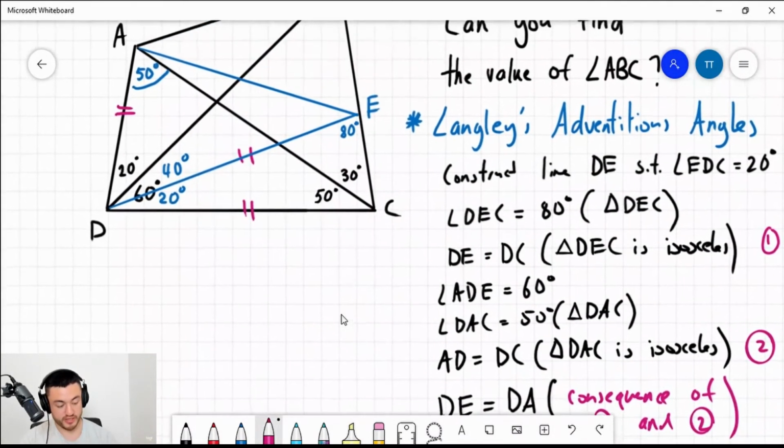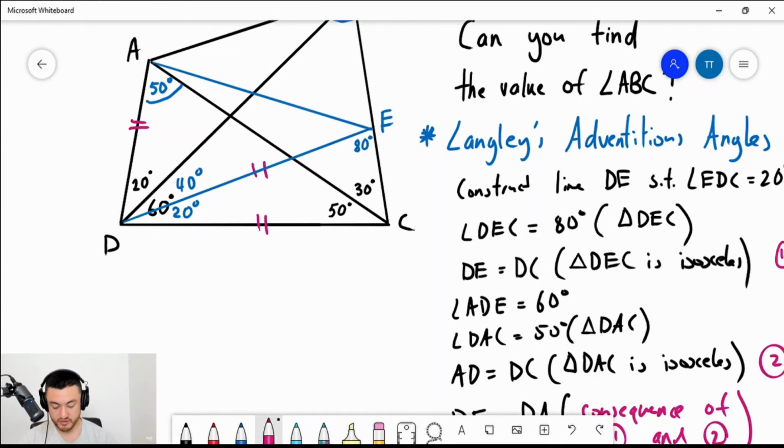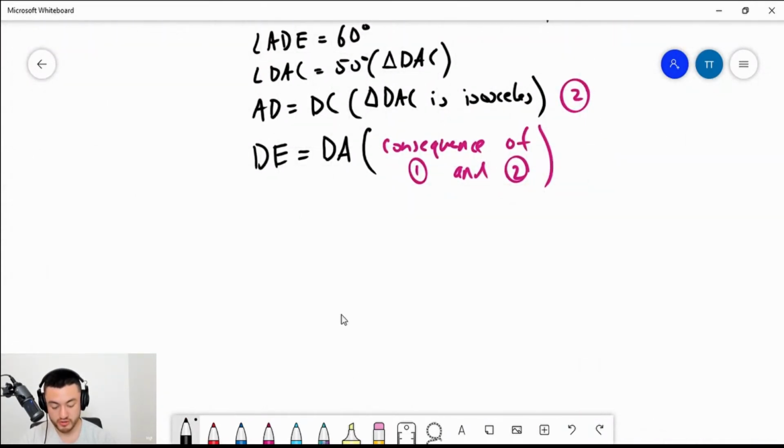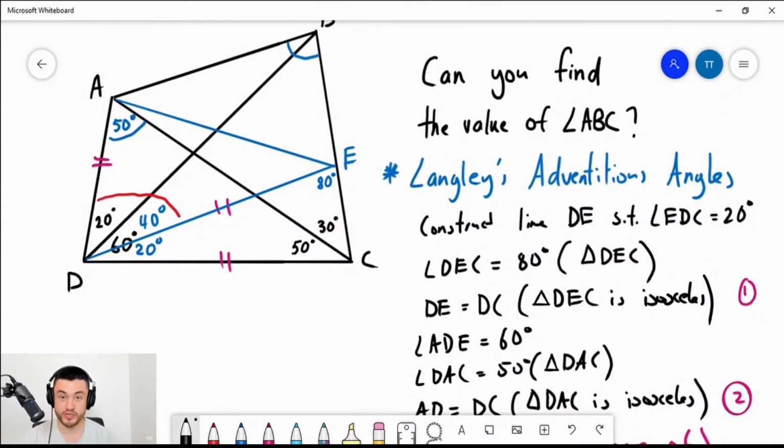Okay, so now we can say that angle DAE, so bear in mind that this angle here is 60 degrees. And now we know that triangle DAE is isosceles. So if the angle that I just marked in red is 60 degrees, that means we have 120 degrees left. And as we know, isosceles means the base angles must be the same. So that means angle DAE and angle AED must both be 60 degrees.